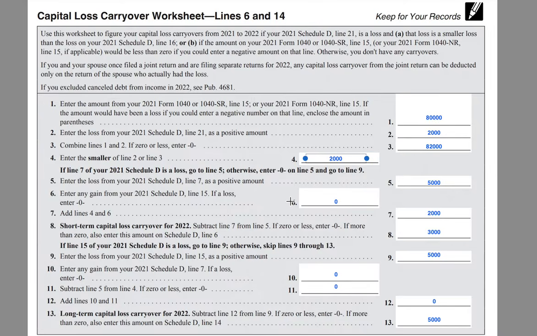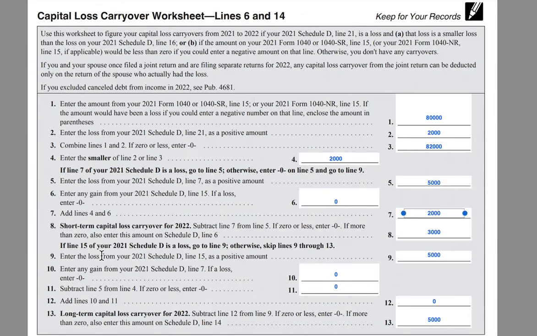So in this situation, we're treating line 7, we have $5,000, and then we're going to enter any gains from that line 15. Those would be long-term capital gains. If they're a loss, you would enter 0, and then you will combine lines 4 and 6 to arrive at the number that you put into line 7. So in this case, $2,000, and then we're going to subtract line 7 from line 5. So if this were 0 or less, you would enter 0. But since this is $3,000, we will put that on line 6 of this year's Schedule D.